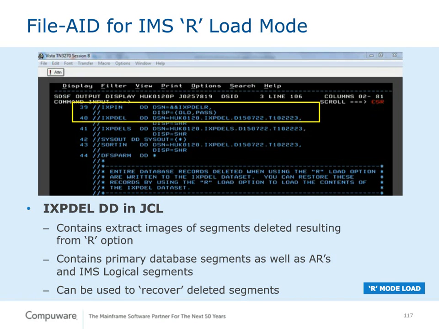Going back to the R load mode JCL, I want to draw your attention to the IXP del DD. This is there as a safety net. During the R mode processing, File-AID writes segments being deleted from the target database to the IXP del dataset. So if after an R load mode, we have an oops moment where we realize we've deleted something we shouldn't have, we can then recover from this by doing another load using the IXP del dataset as the input.